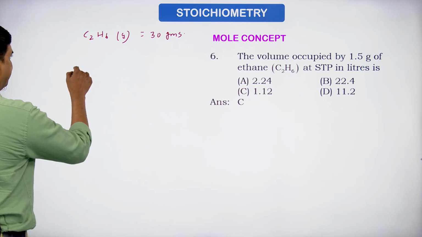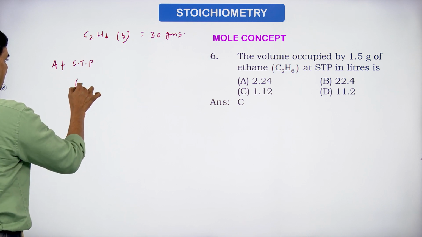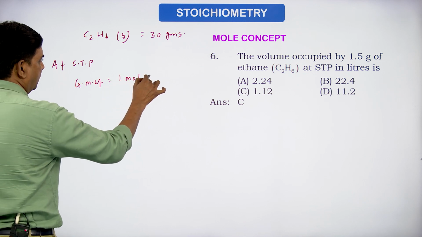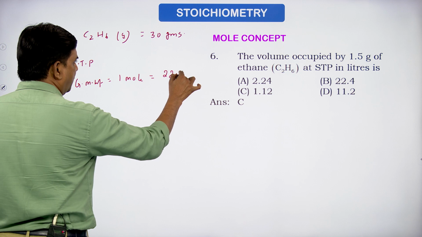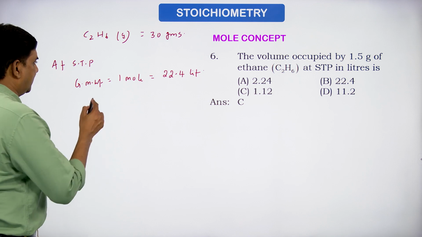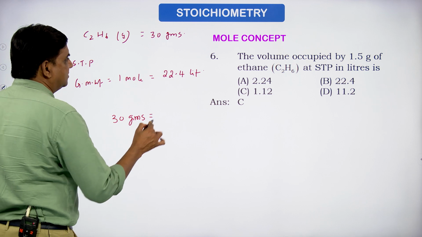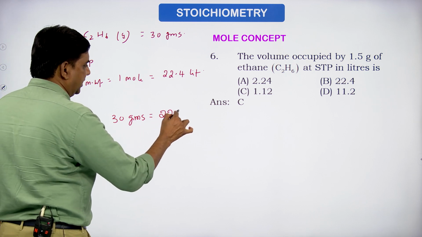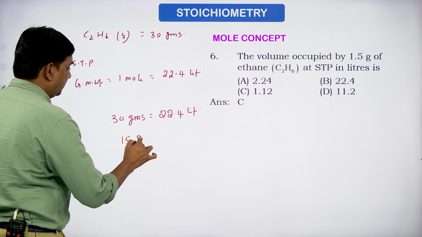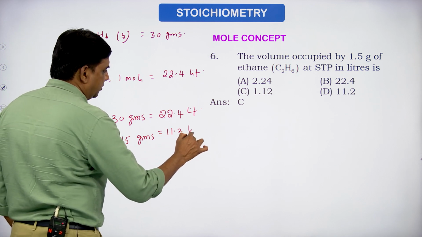Therefore, you can say at STP, what is the relation? At STP, gram molecular weight of any gaseous substance is equal to 1 mole, and 1 mole will occupy 22.4 liters. So from this, 30 grams is equal to 22.4 liters. 15 grams is equal to 11.2 liters.